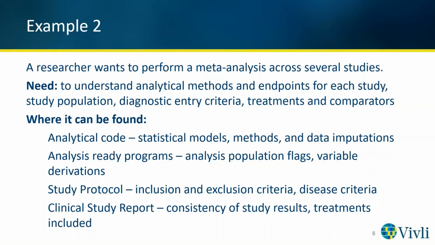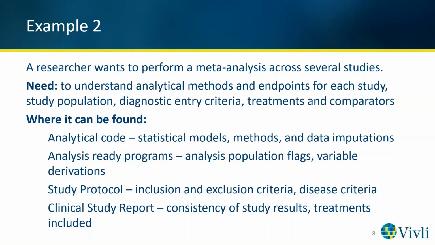The disease criteria, if one study studies mild to moderate patients and another studies severe patients, you can make sure you're combining like with like when you do your aggregated analysis, or you can make appropriate adjustments if they're not the same.